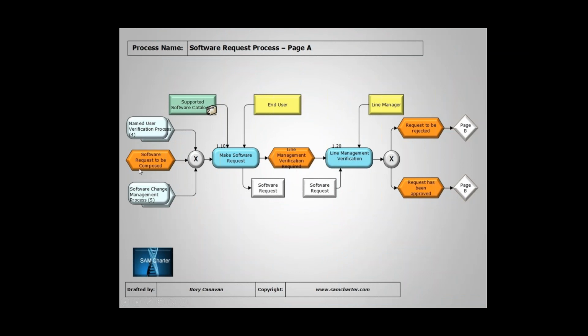If you have a look on the left-hand side of the screen, you'll see that every software request is triggered by a need for software, naturally. Whether it be the change management process that calls for new software, or a periodic license reconciliation process that has indicated some license shortages, or a straightforward end-user request.